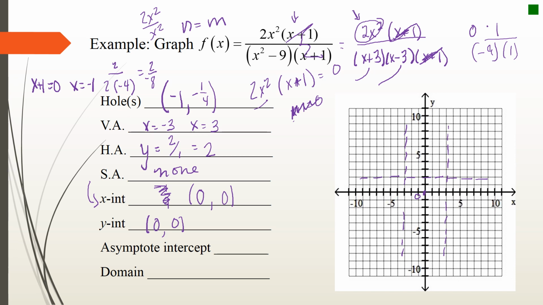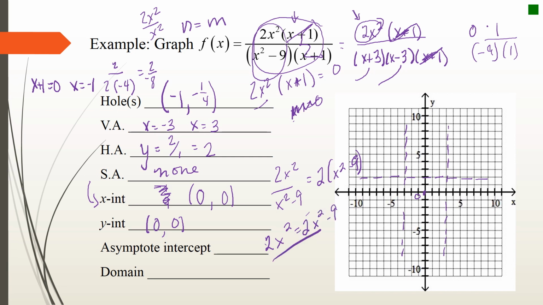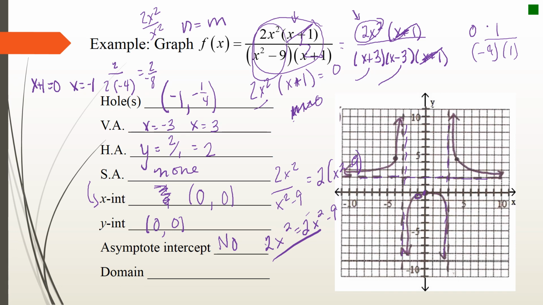So if I put the simplified one, 2x squared over x squared minus 9, and set that equal to 2, well, I'm going to multiply that by x squared minus 9. So I get 2x squared equals 2x squared minus 9. This is an identity, so there is no asymptote intercept. And I'm going to then get a few points, and I'll graph it, and it looks like this. And I would state my domain as being all real numbers except for my holes and vertical asymptotes.